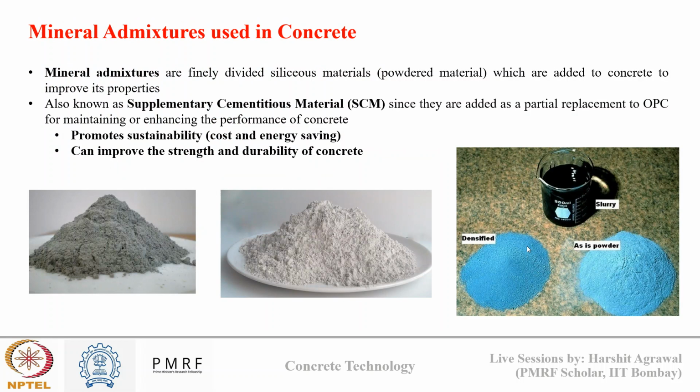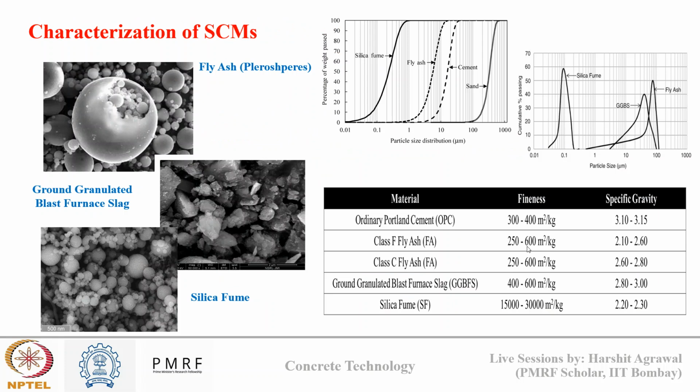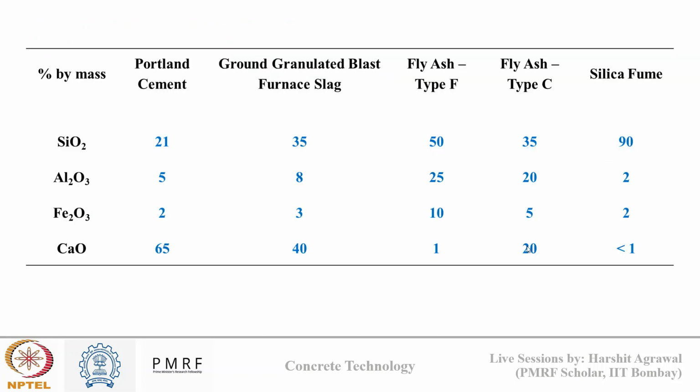We saw production of some of the most commonly used SCMs like fly ash, ground granulated blast furnace slag, and silica fume. Then we talked about characterization of SCMs to understand why an SCM is reactive and how they differ from one another. In characterization, we saw SCM images, particle size distribution, fineness, and specific gravity of mineral admixtures. We talked about chemical compositions of mineral admixtures to understand how they differ from OPC and which proportion makes them a reactive supplementary material.